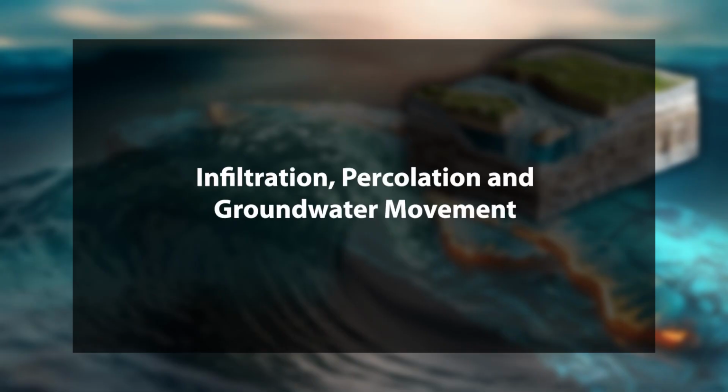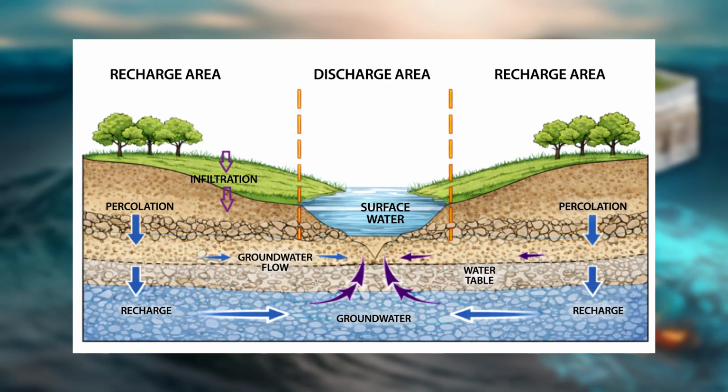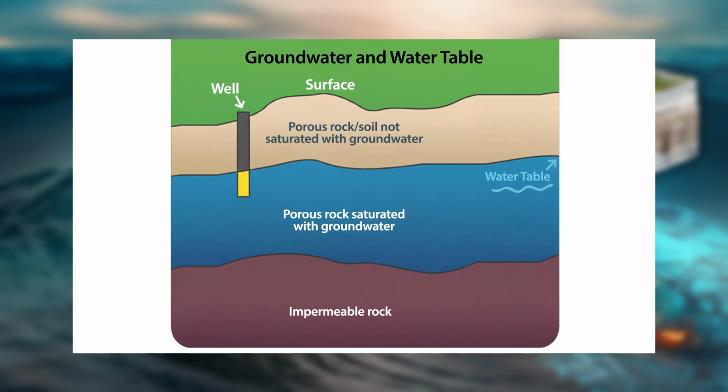So far as infiltration, percolation and groundwater movement is concerned, this process of water penetrating the soil surface is known as infiltration. Its rate and extent depends on soil texture, soil structure, soil moisture content, vegetation cover and land management practices. Infiltrated water temporarily increases soil moisture storage, which is necessary for plant growth and evapotranspiration. Percolation is the downward movement of infiltrated water from the soil zone to deeper layers of the subsurface. Through percolation, water reaches the saturated zone and replenishes groundwater.